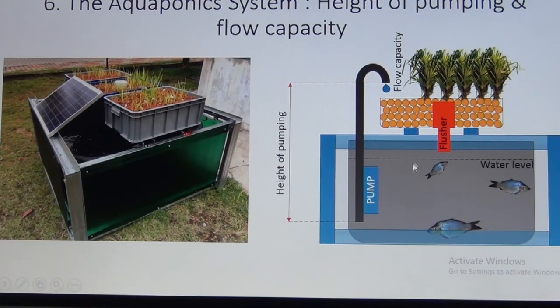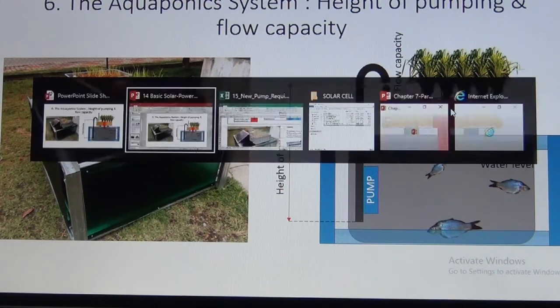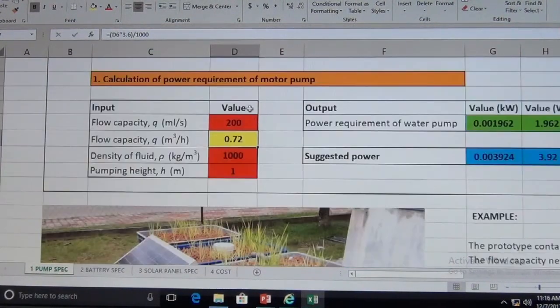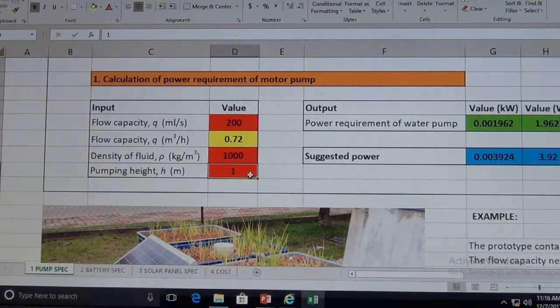If this is our prototype, the height of pumping is from the inlet of the water from the aquarium to the outlet, which will flow through the hydroponic system. So this is the pumping height. In this prototype, the pumping height is 1 meter, so we just need to key in 1 meter over here.